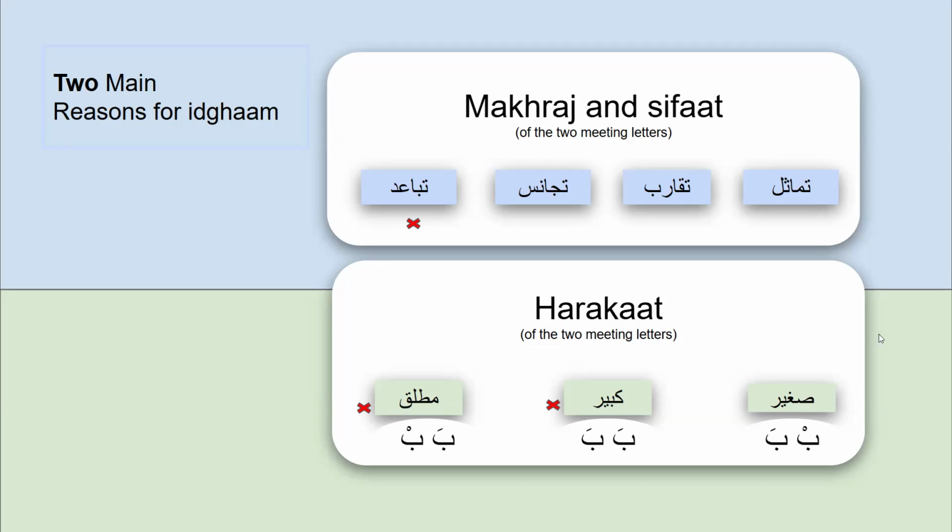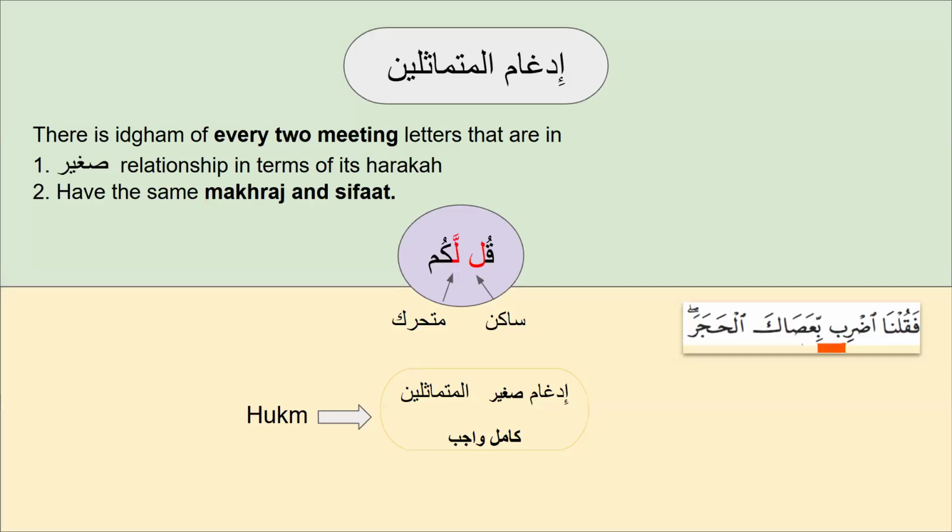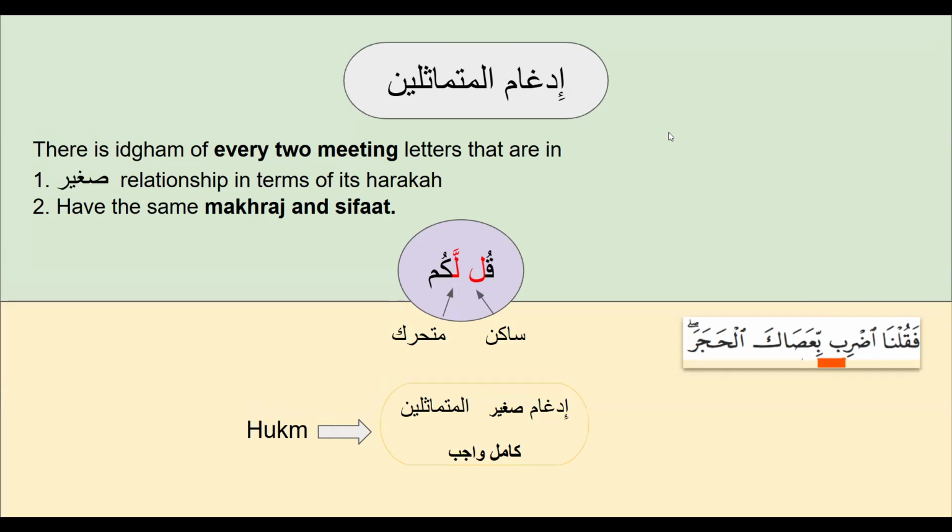So we move on, inshallah, to see how Imam Hafs has done idgham. The first one, as you can see here, is idgham al-mutamathilain. Al-mutamathilain means the two, the double, the two letters. Mutamathil means the similar, the same. Mutamathilain means the two similar. So there is idgham of every two meeting letters that are in saghir relationship, in terms of haraka, and they share the same makhraj and sifat. As an example, you can see in this circle, قُلْ لَكُمْ.